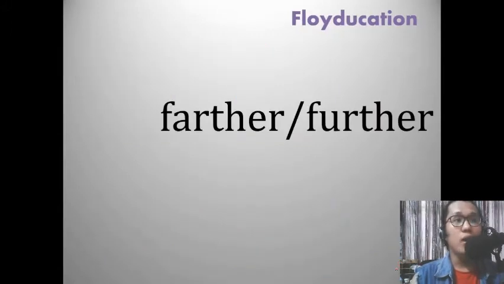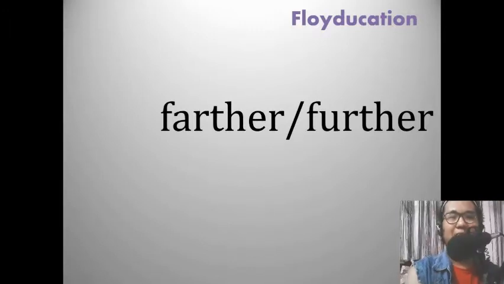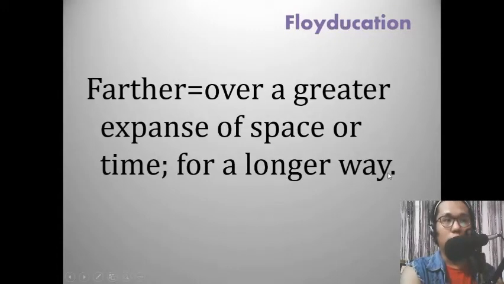Now let's go to "farther" and "further." What's the difference between the two? Let's get to know them one by one. So now we are in this last topic: farther and further. Let's go to the first one, of course. We have farther.